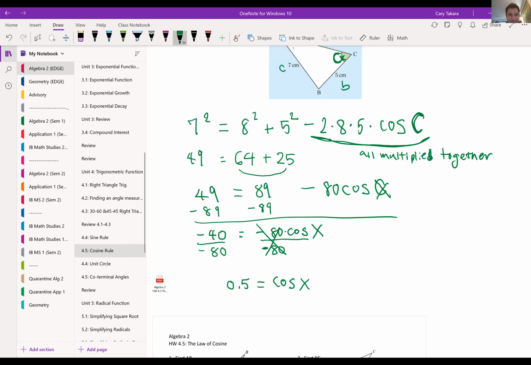Is everybody with me? I hope I didn't lose anybody. Now, what do we do next? How do we find angle measurement? You guys remember that? How do you find angle measurement? Use, what's the key word? Inverse. Is everybody thinking about that? To find the angle measurement, you have to use the inverse, okay? So x equals inverse cosine of 0.5. So what do you get? 60 degrees.